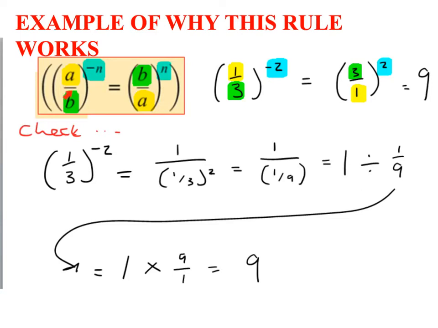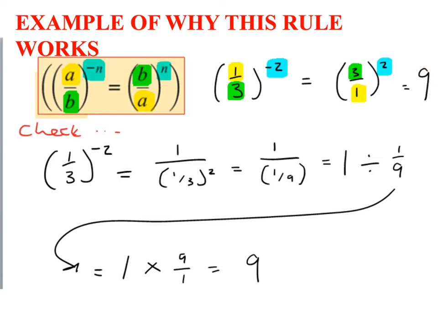So here's an example of why this rule works. So we'll come back to the question in a minute. Let's say we have a third to the power of minus 2. Well, following this rule, we turn the fraction upside down, so we get 3 over 1, the reciprocal, and minus 2 changes to positive 2. So a third to the power of minus 2 gives us 3 over 1 to the power of 2, which gives us 9.